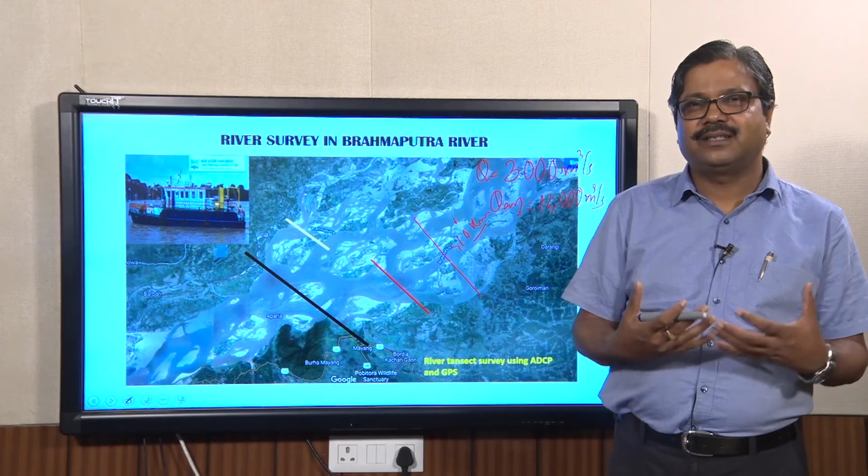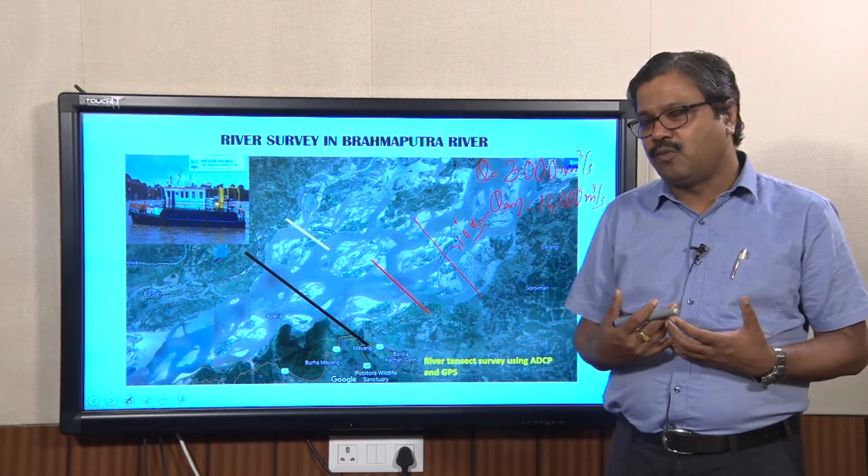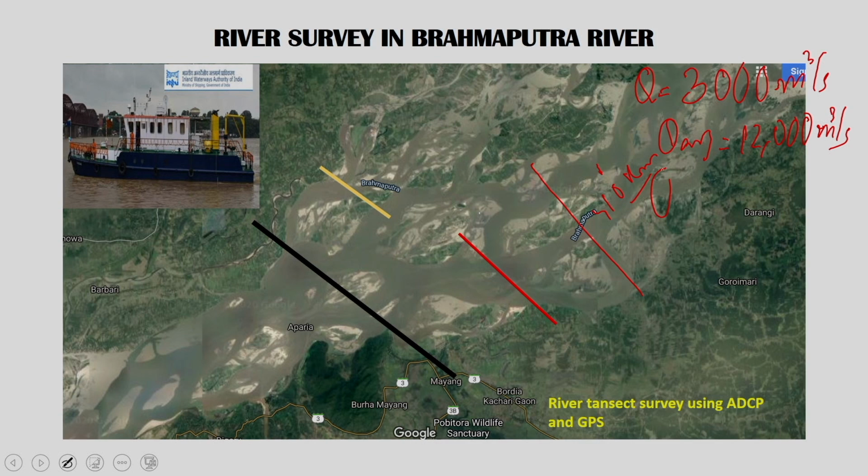The average flow is 12,000 and the low flow is 3000 cubic meters per second, and the maximum flow observed during a 10-year return period flood comes to about 40,000 cubic meters per second. So it's a mega river system. The flow variability starts from 3000, to an average of 12,000, then goes to 40,000. Then how much sediment it carries.